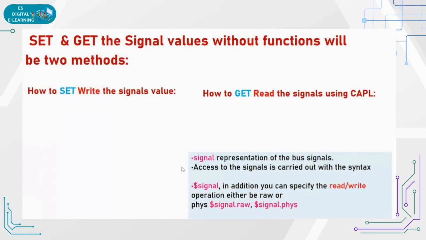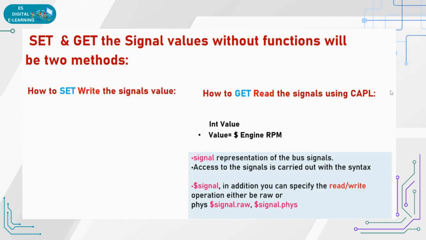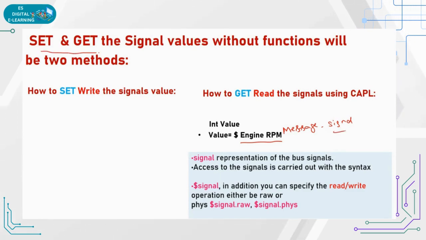There are other ways, without functions, to read and set the values in CAPL. This is a very important concept here. To read the value, say I need to read the engine speed from the engine message. So this is the signal, and you can write the message signal down like this. Set and get signal values without function. Without function there will be two methods.